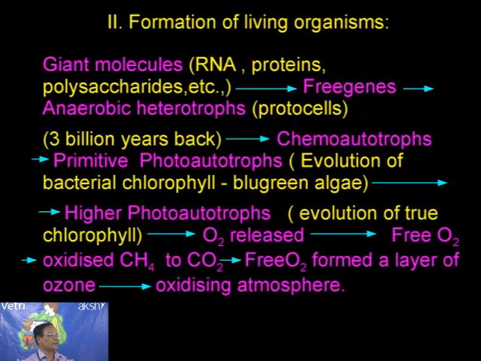So what would happen? The release of oxygen occurred because of photosynthesis. Now the oxygen was gradually released into the atmosphere. The free oxygen oxidized the methane into carbon dioxide, so we also received carbon dioxide. As a result of the accumulation of oxygen, an ozone layer formed over the atmosphere, and that prevented the intrusion of ultraviolet rays to reach the troposphere.